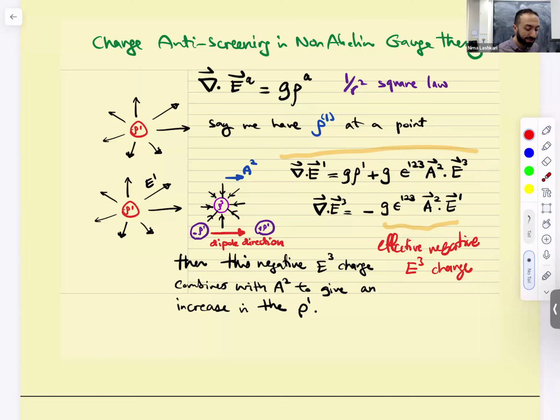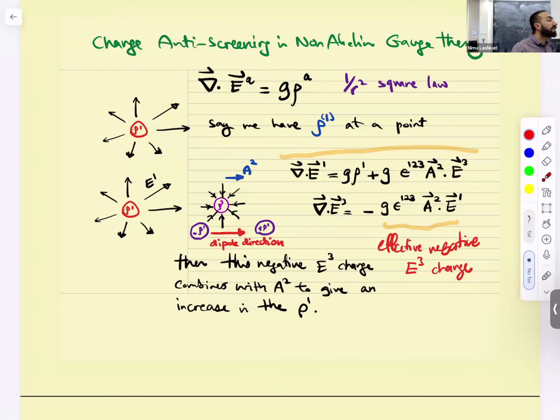So here's my attempt at showing this. I know it's a busy picture, but the line of logic is this. First, ignore this term. We create and roll E1. Put E1 in here. You observe that you have an effective negative rho 3. Put that in here. You pick up a positive contribution, and that means that you have an effective charge.